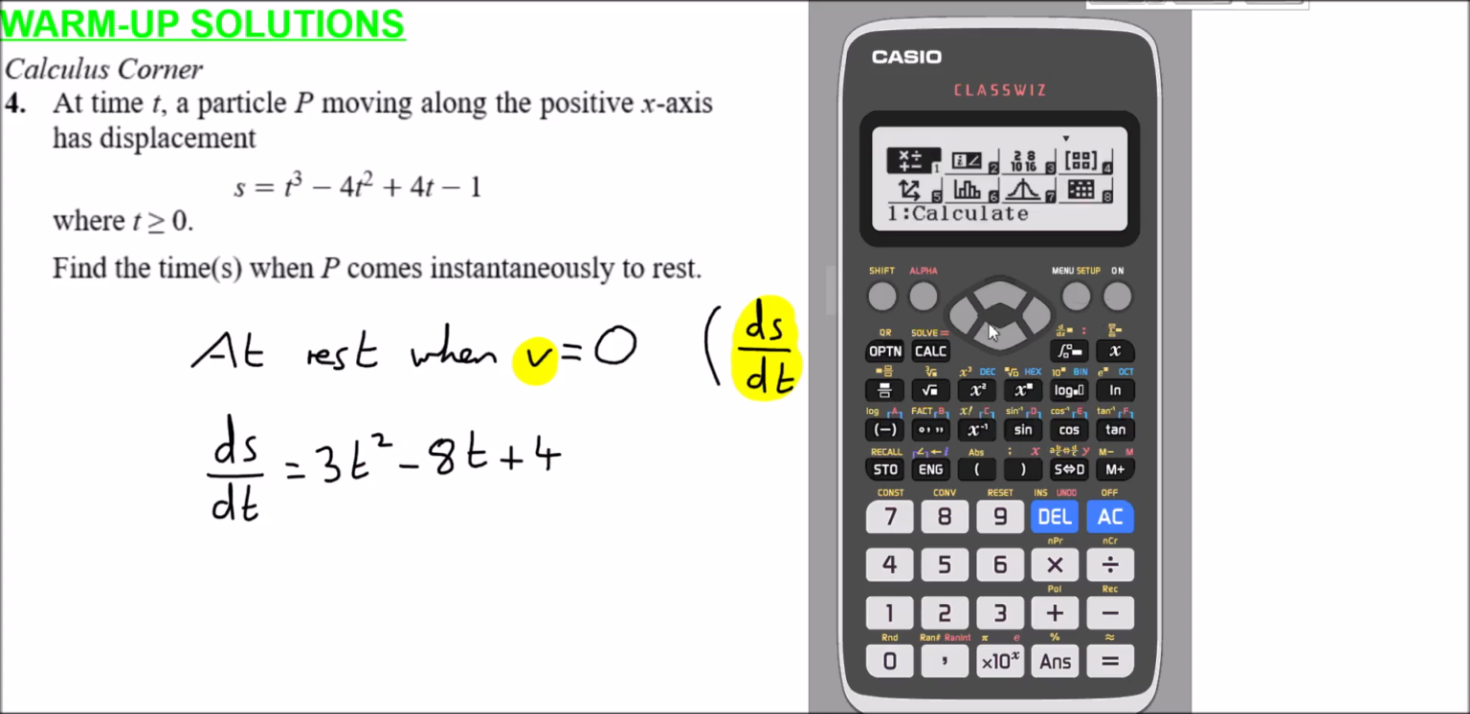So we press menu, we go along to equation / func, press equals, polynomial, degree is 2 because we're trying to solve a quadratic equal to 0. Coefficient of the squared term is 3. Coefficient of the t term is minus 8. Then 4. Press equals. So the first root is going to be where t is 2. The second root is going to be where t is 2/3.